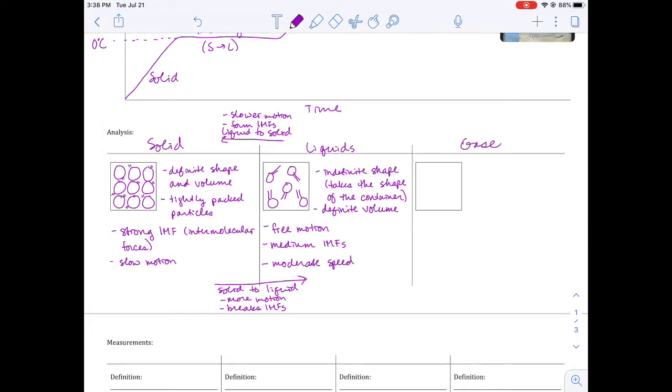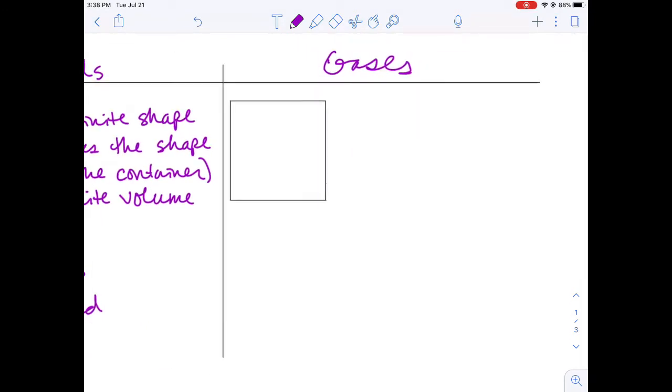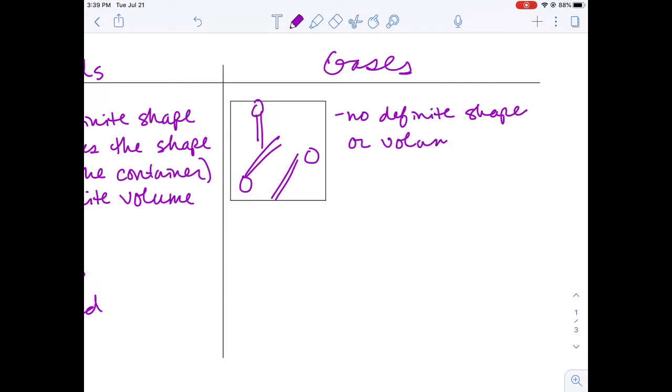So now we're going to take a look at gases. Gas particles are spread very far apart, especially compared to liquids and solids. They move very, very quickly, so they have long whooshes in the particle diagrams. Gases have no definite shape or volume. This means, unlike liquids and solids, they can expand and they can contract.